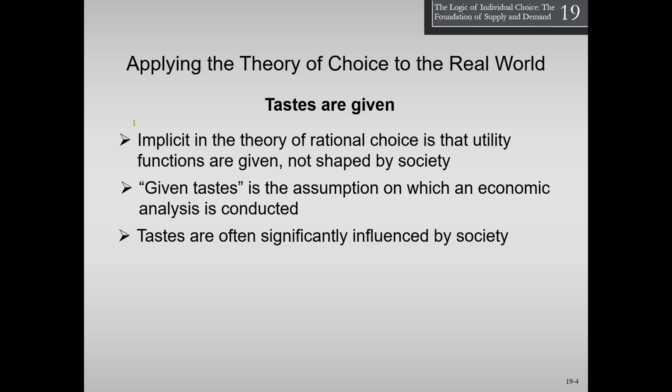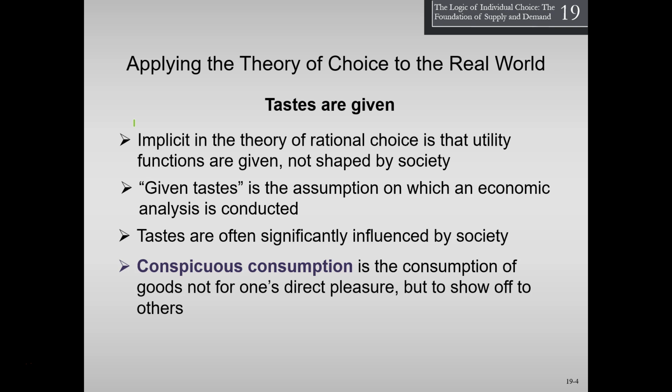But we know that tastes are actually often significantly influenced by society. So clearly we're not acting in a bubble. We're not making our decisions with our own internal taste and maximizing our utility just based on our taste. We are influenced by society. So conspicuous consumption is the consumption of goods, not for one's direct pleasure, but as showing off for others. So this is an example of this idea.